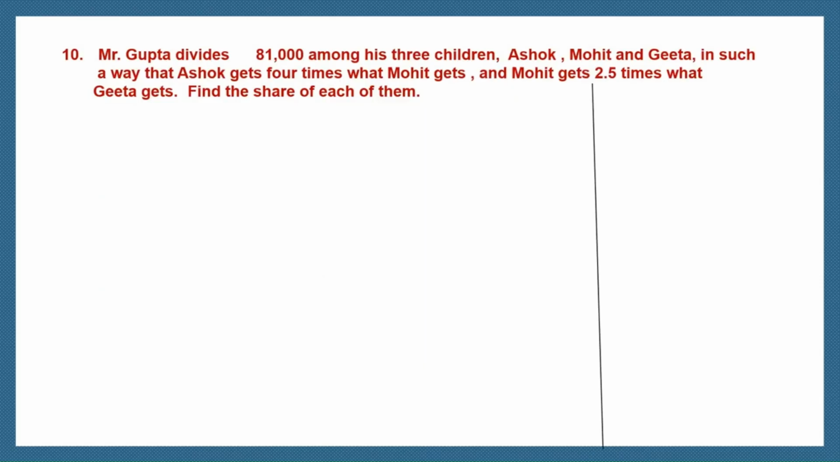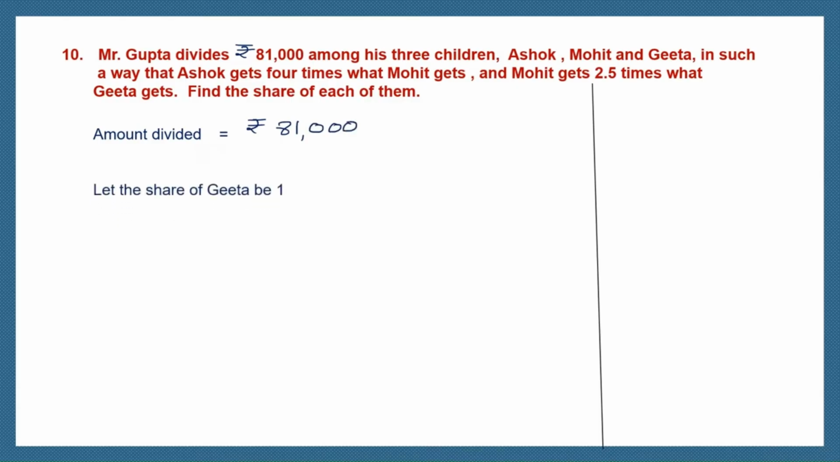Question 10. Mr. Gupta divides 81,000 rupees among his 3 children, Ashok, Mohit and Geeta, in such a way that Ashok gets 4 times what Mohit gets. Mohit gets 2.5 times what Geeta gets. Find the share of each of them. So the amount that's divided is 81,000 rupees.